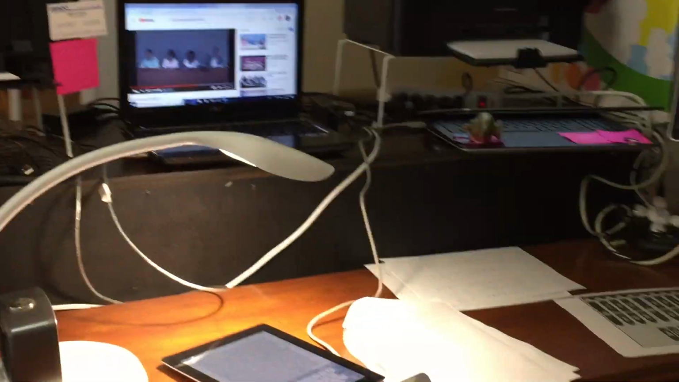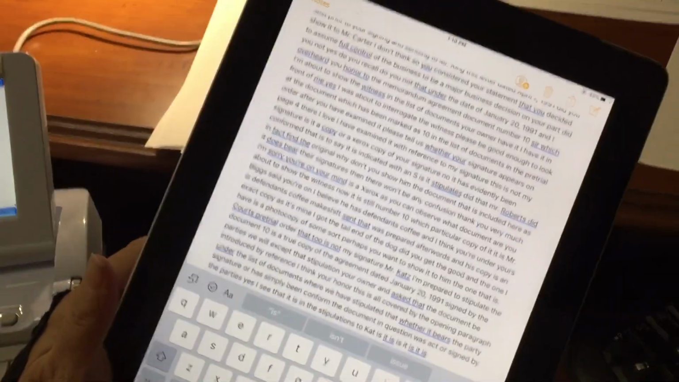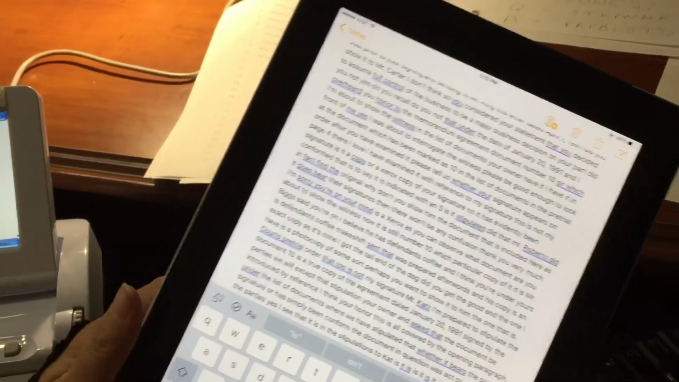Wow, it's really neat. So you see the speakers are identified, there's punctuation, and this is what voice recognition looks like. Just one big blob.